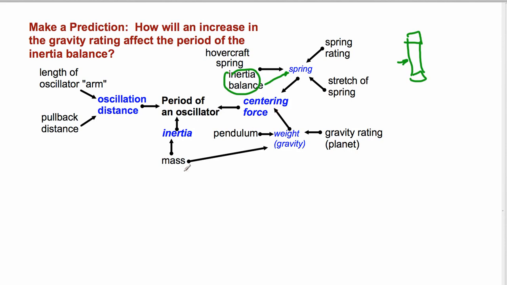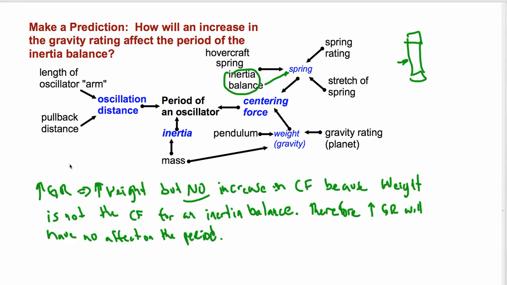Therefore, from looking at this chart, changing the gravity rating, while it will affect the weight, will have no effect on the centering force and therefore no effect on the period. Let me write that out for you. Okay, so an increase in gravity rating means an increase in weight, but no increase in centering force because weight is not the centering force for an inertia balance. Therefore, an increase in the gravity rating will have no effect on the period.